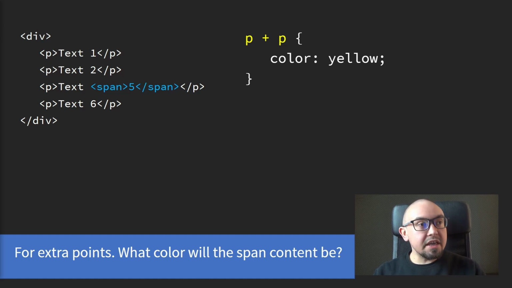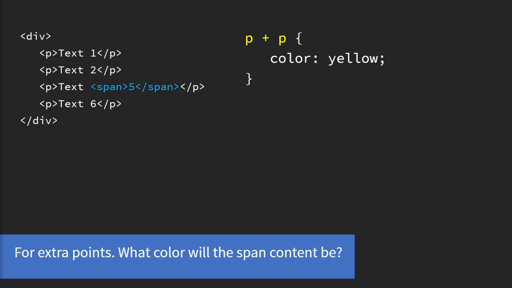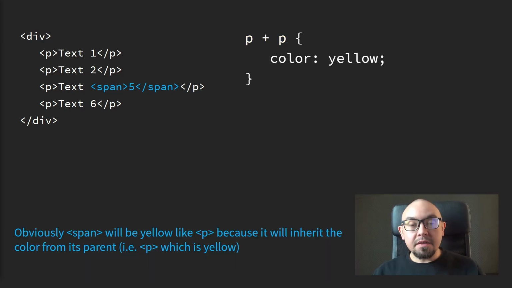First, we need to settle if the p tag that has the span tag inside matches our selector. I can tell you right away that it does, which you should already guess from the previous task, because this p tag is the first younger brother of another p tag, so it has another p tag directly in front of it. Now the question is, what color will the content of the span tag be? The answer to that question is, of course, it will be yellow, because the span tag will inherit this property from the p tag it is in.